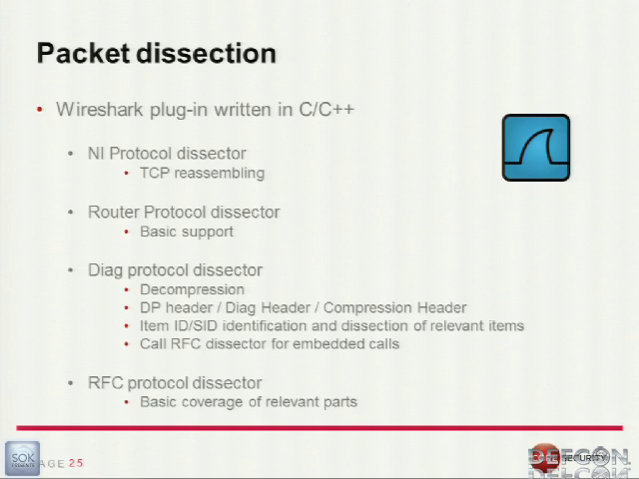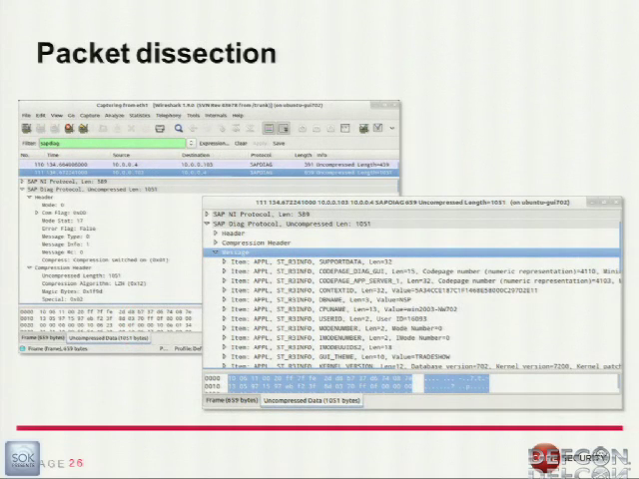So the last dissector is for the RFC protocol. It has some basic coverage because it's another protocol, and it would need another research project. But some of the relevant parts of an RFC code are also dissected. So here are some screenshots. I will be showing some fun with the tool later.